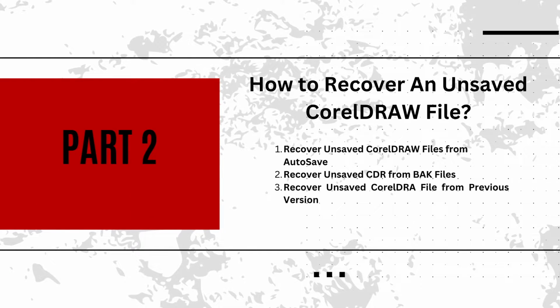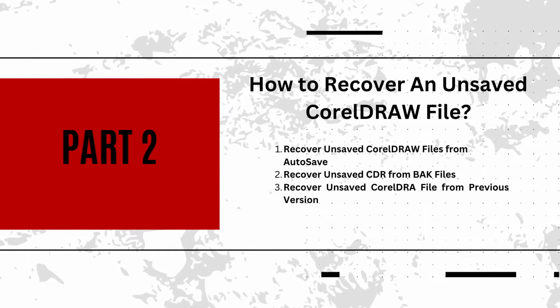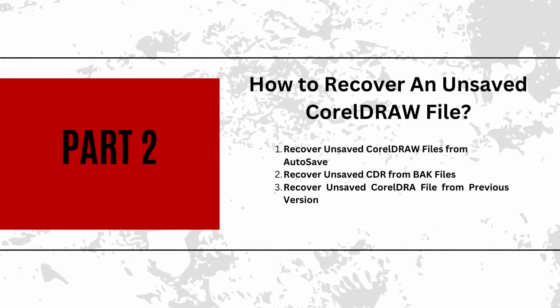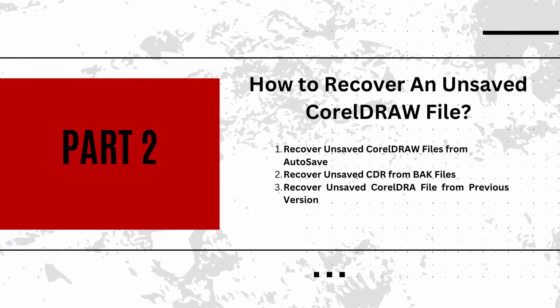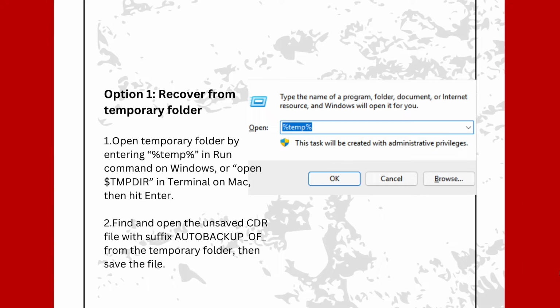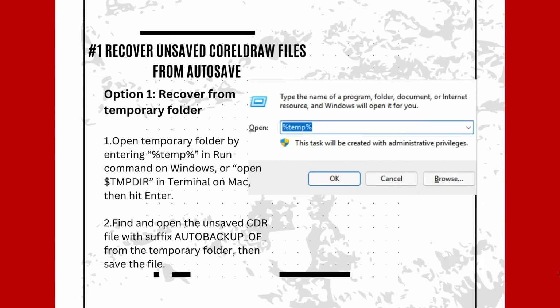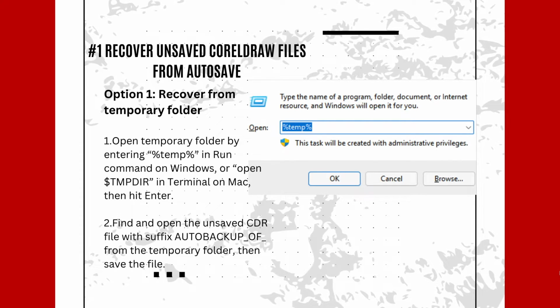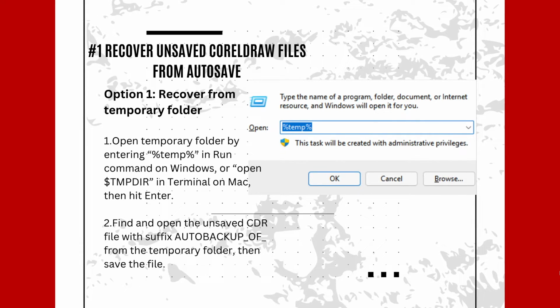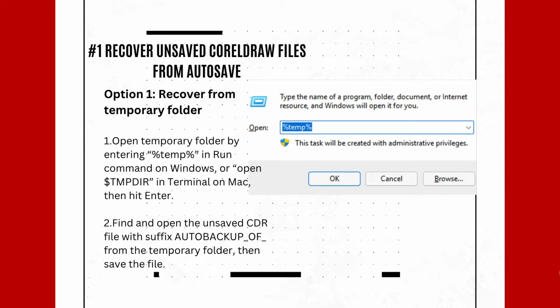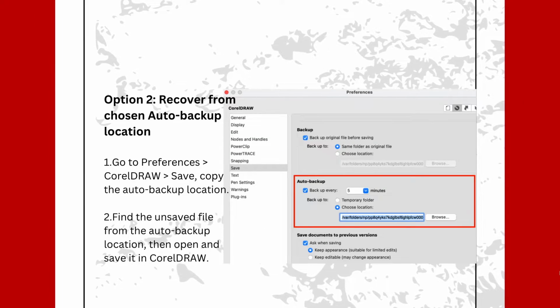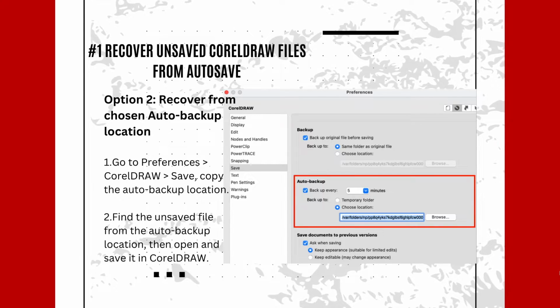If you leave a CorelDRAW file unsaved due to sudden power off, app crash or other reasons, you can check the auto backup location and restore an unsaved CDR file. CorelDRAW allows users to auto backup unsaved files to two locations, the temporary folder or a chosen location. Therefore, there are two options to recover an unsaved CDR file, according to your auto backup location.